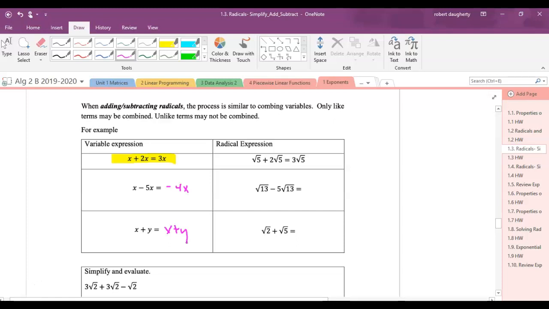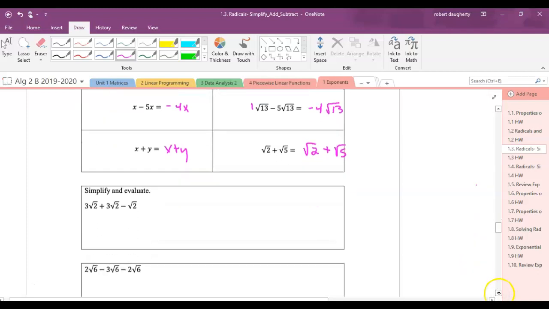Same thing happens with radicals. If you had 1 times the square root of 5 plus 2 times the square root of 5, that is 3 times the square root of 5. If you had 1 times the square root of 13 minus 5 times the square root of 13, that's negative 4 times the square root of 13. If you had the square root of 2 plus the square root of 5, you still have the square root of 2 plus the square root of 5. You cannot combine these. They're unlike terms. This is not the square root of 10, okay? So you can only combine them if they're like terms.